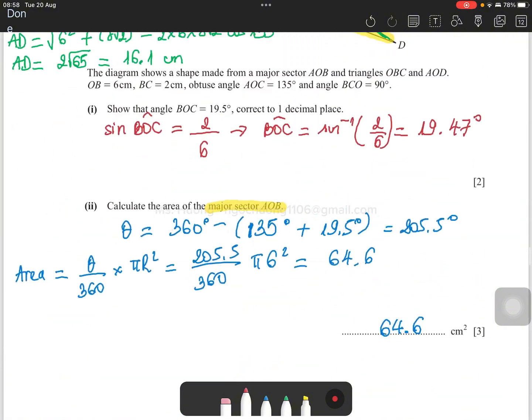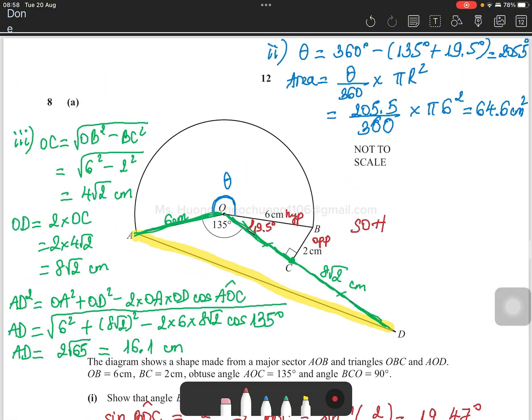So we see that the shape has 3 parts. I'll call these A1, A2, and A3, and let's calculate the area of each part. First, A1 is the area of the sector, and we already know that it is equal to 64.6 square centimeters. And then A2 is the area of the triangle AOD.